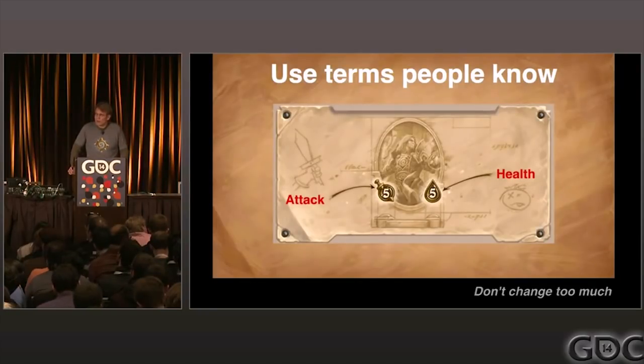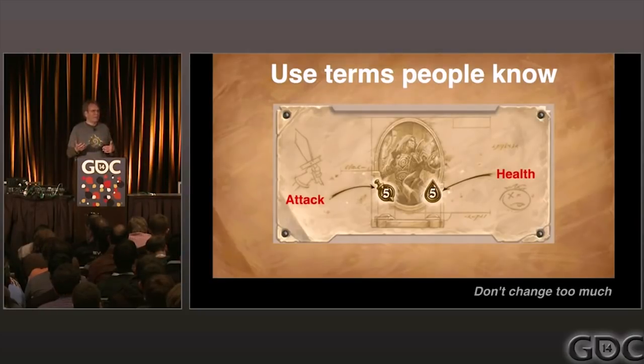Also, we spent a lot of time talking about the words that we used for everything, because it's so important to use words people know. And it sort of seems obvious that the attack value of a minion should be attack, and the health value of a minion should be health. But one of the reasons that I point that out is because there's sometimes an idea of, hey, our game is all about this thing, so instead of health, let's call our defensive trait morale.